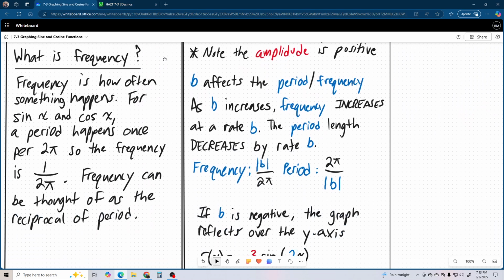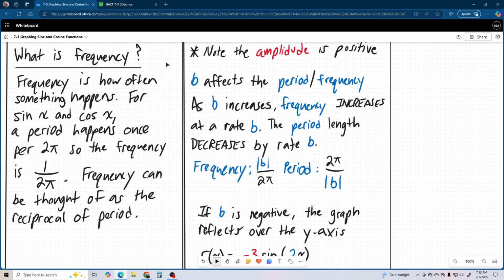All right, so frequency in the real world is how often something happens, right? If you say something happens frequently, it means it happens a lot. If you say something happens infrequently, it means it doesn't happen very often. Well, it's kind of the same idea behind any kind of periodic function, right? For sine and cosine x, a period happens once every 2 pi. So the frequency is 1 over 2 pi. In other words, every 2 pi, we have one cycle, right? That's what this means, one cycle per 2 pi.